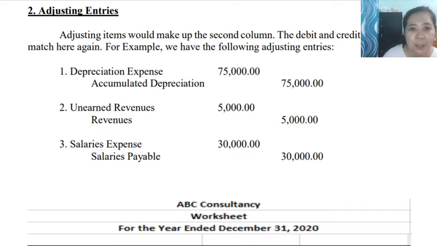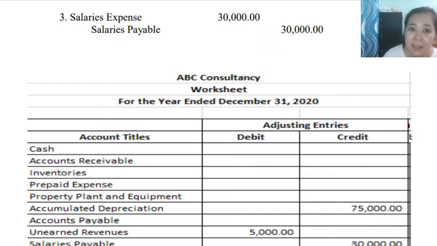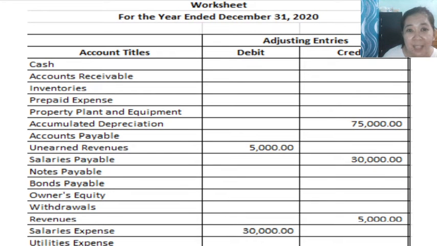So what we're going to do is enter these amounts into the respective accounts and columns for the debit and credit in the adjusting entries. Again, this is under the worksheet, our third and fourth columns. All you have to do is transfer it. For our accumulated depreciation, that's credit.